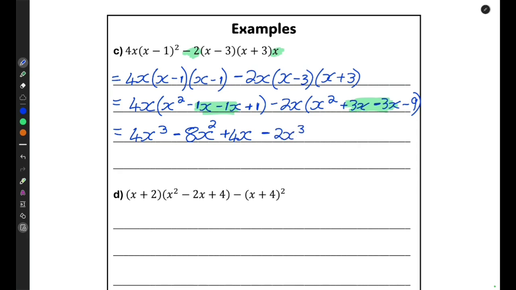Okay, with the next one, I'm going to say minus 2x times x squared gives me minus 2x cubed. Okay, the green one's there. Plus 3 minus 3 actually gives me 0. And 0 times 2x is just 0. So I don't even need to write it. Now, minus 2x times minus 9 gives me plus 18x.